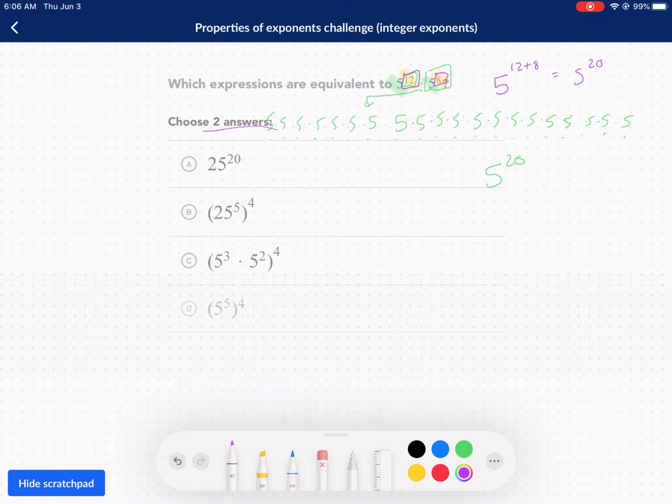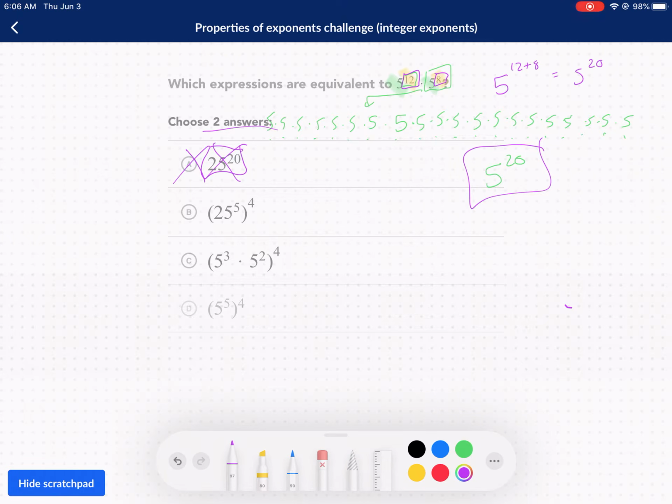We have to choose 2 answers. Now, it's not writing it like this, so we have to see which one of these is equivalent to it. So this is actually a really good exercise. I will probably assign this in the future. Now, sorry, I did this without talking. Here, 25 to the 20th. Well, if it's 5 to the 20th, there's no way that 25 to the 20th is equivalent to that because it's a different base to the same power, so that's incorrect.